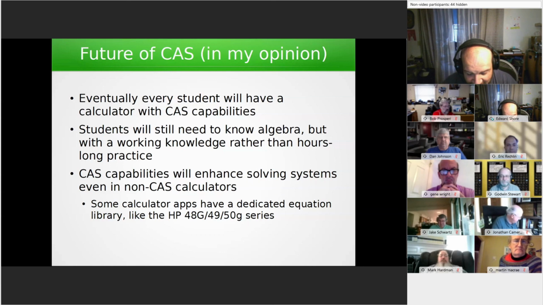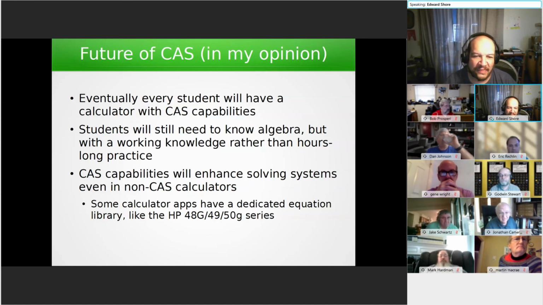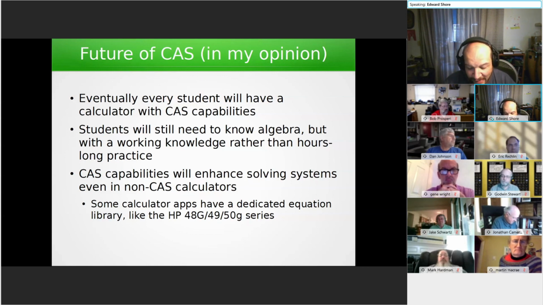I do also notice that CAS capabilities might be present in calculators that may not even offer CAS commands, but the capabilities inside the calculator will be able to solve functions more efficiently and calculate integrals more efficiently. Some calculators have a dedicated equation library, like the 48G, 49, or the 50 series. You may start seeing solving for a certain variable instead of just substituting values.